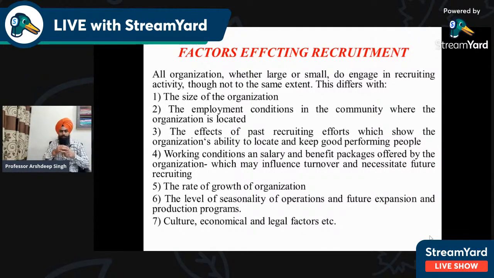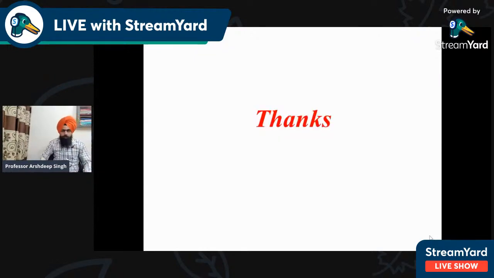Next, the level of seasonality of operations and future expansion and production programs. If an organization is not growing, is not expanding, is not financially fit, or has no name in the market, it will get fewer applicants. And last is the cultural, economic, and legal factors. There is also an effect of cultural, economic, and legal factors to some extent on the recruitment process. So these were some of the factors that affect the recruitment process.